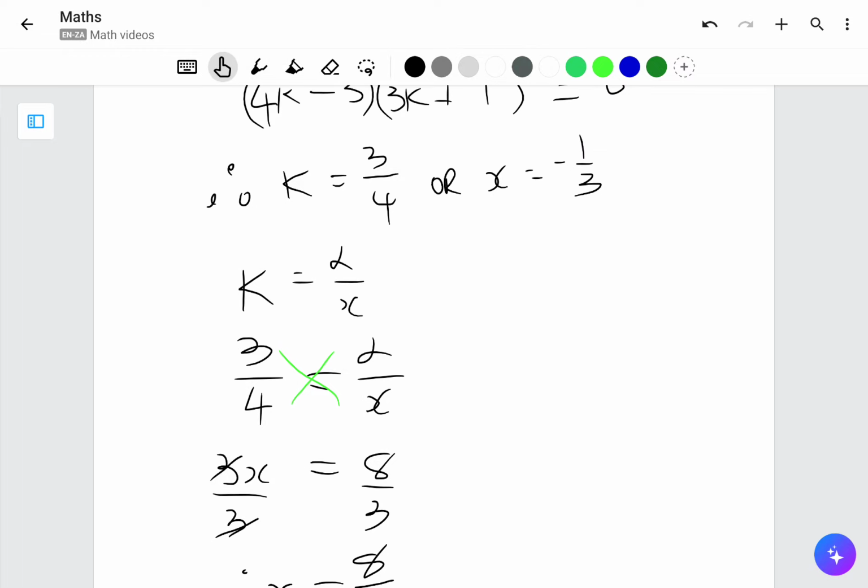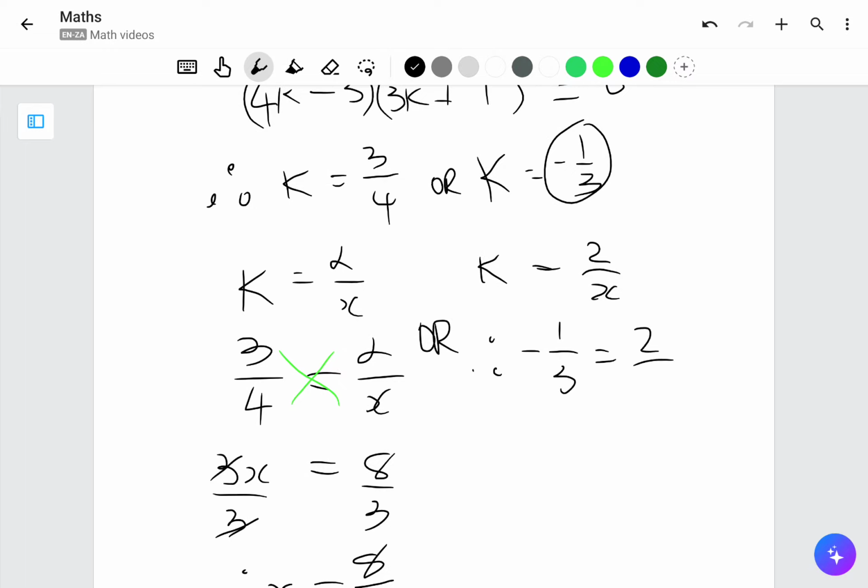Okay, apologies, I see I wrote x earlier, and that should have been k. So we know that k has two values. If k equals 2 over x, we can now say that k being negative 1/3 will equal 2 over x. Again, we can cross multiply.